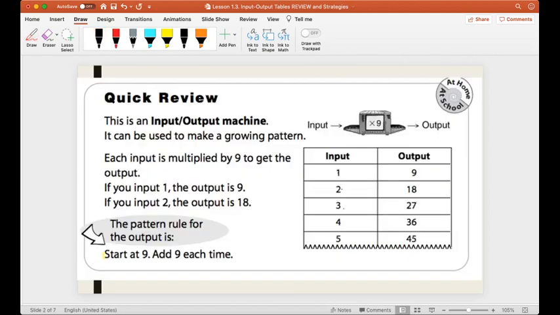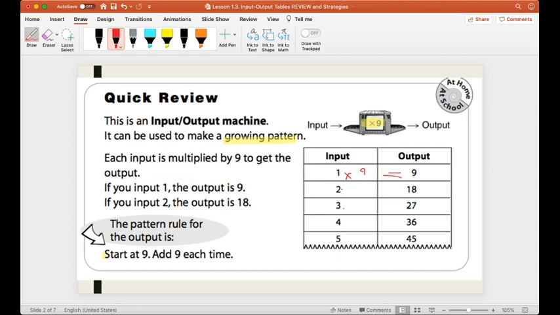So what we have is an input-output machine. It's used to make a growing pattern. Growing a pattern would just mean that it's increasing in regular intervals. It's not random like a pattern is. In each input, it is multiplied by 9. As you can see here, we have multiplied by 9 to get an output. So if you have the input of 1, we put 1 in this machine, it's going to be multiplied by 9, and we're going to equal 9.